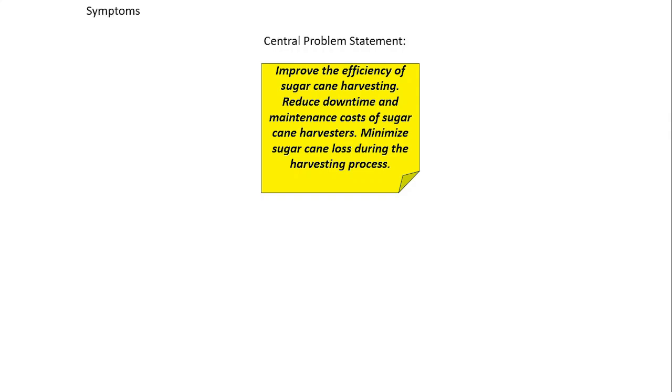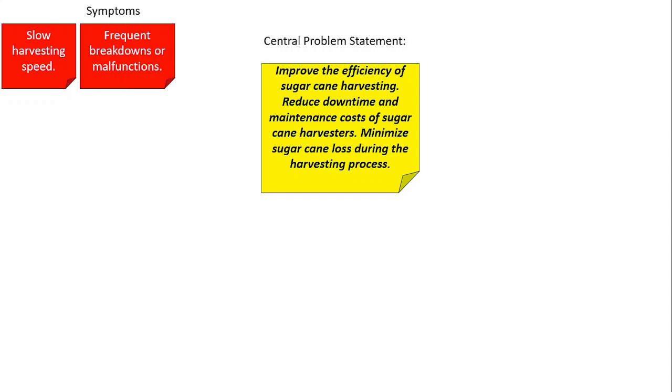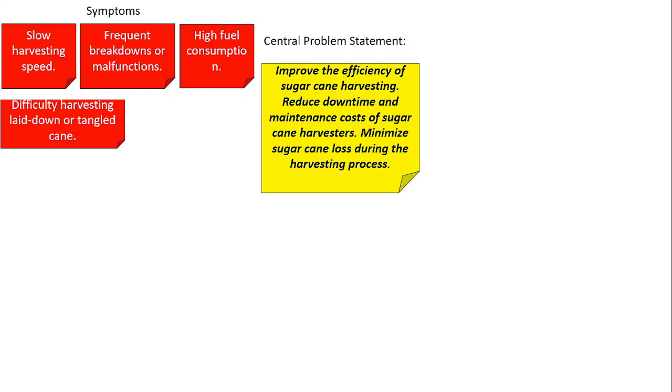After the central problem statement, I collected the symptoms of that problem. What are all the symptoms of that problem? I wrote them on red sticky notes. The first problem I collected from the farmers was slow harvesting speed. After that, frequent breakdowns or malfunctions occurred with the previously available harvester. Through that, the maintenance cost also increased, and there was high fuel consumption with their previous product.